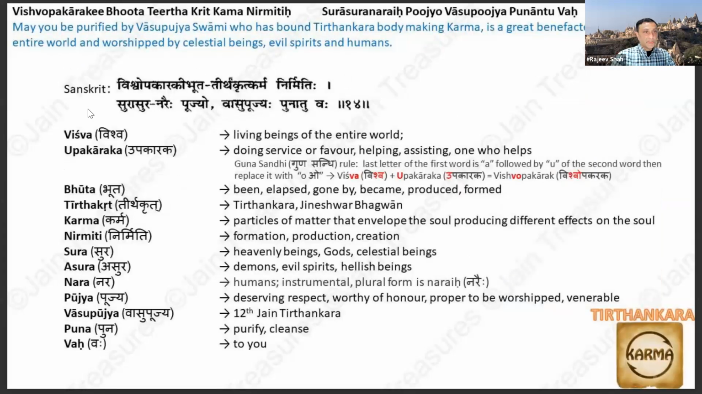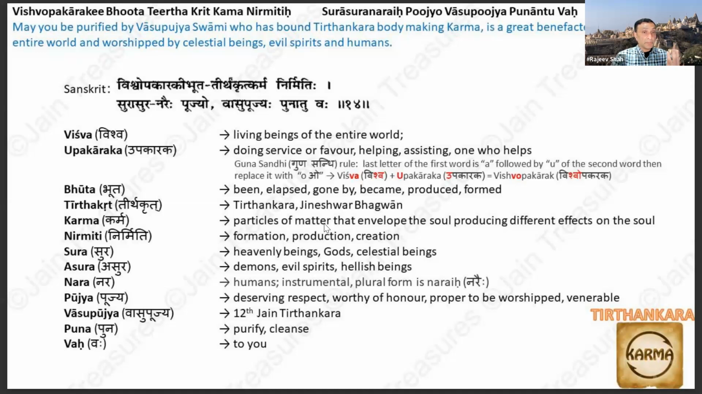So the next verse is Vishwapkar ki bhuta tirtha krita karma nirmiti sura sura narhe pujyo vasu pujya punantu vaha. Vishwa again means living, so entire world. Upkarak means doing service. Bhut means being elapsed, gone by. Tirtha krita, tirthankar, Jineshwar Bhagwan. Karma means particles of matter that envelop the soul, producing different effects on the soul. So that's a real definition of karma. It's actually particles of matter.